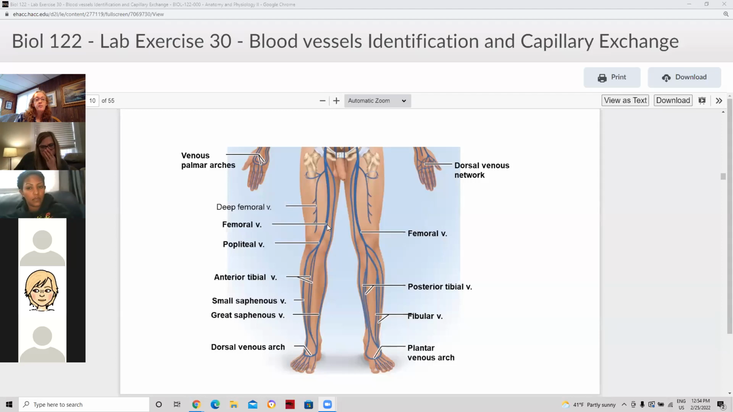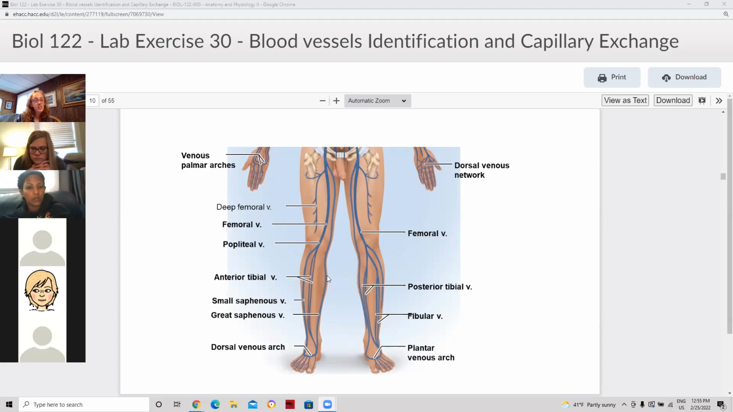So femoral vein, popliteal vein, just like we saw with the arteries. Femoral vein, deep femoral vein, popliteal vein, anterior tibial vein, and the posterior tibial vein. We have two veins down here that are not paired with arteries.